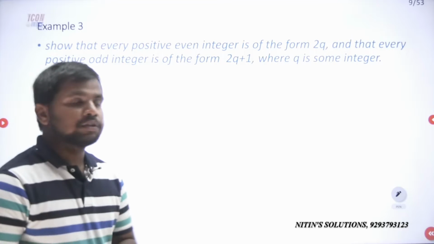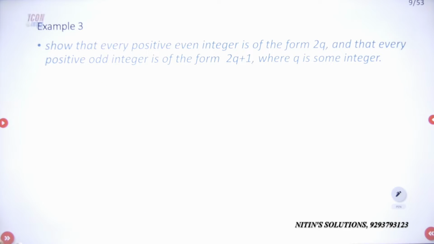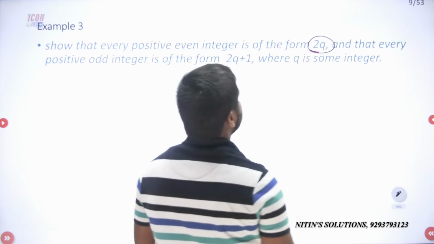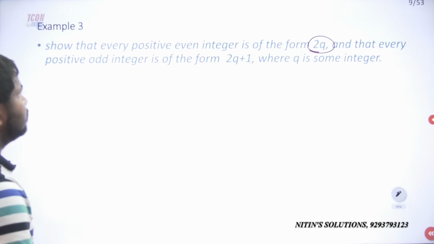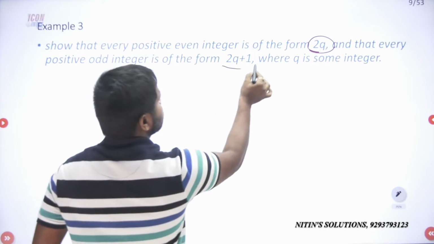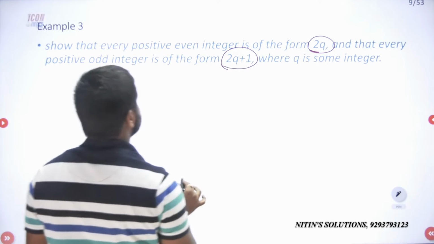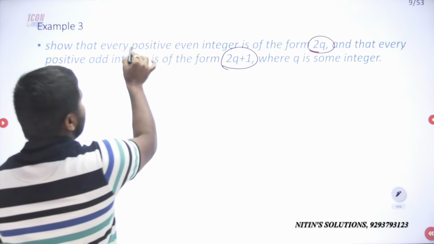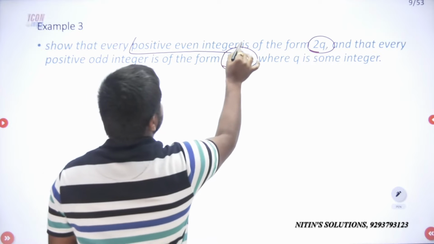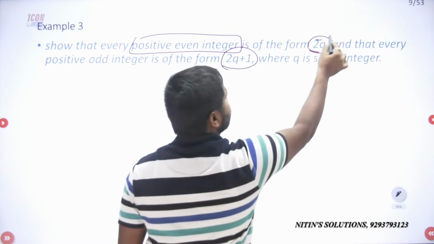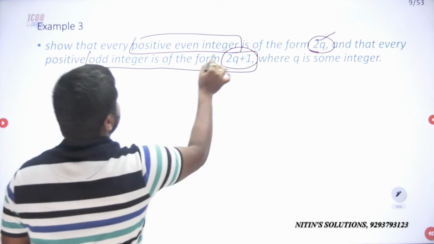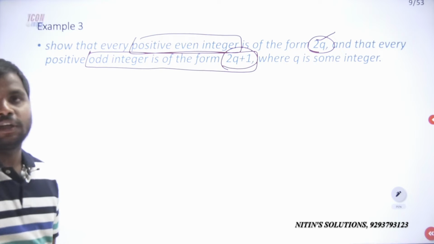Coming to the next question: show that every positive even integer is of the form 2q and every positive odd integer is of the form 2q plus 1, where q is some integer. In this question they have mentioned that every positive even integer is of the form 2q and every positive odd integer is of the form 2q plus 1. This is what we need to prove.